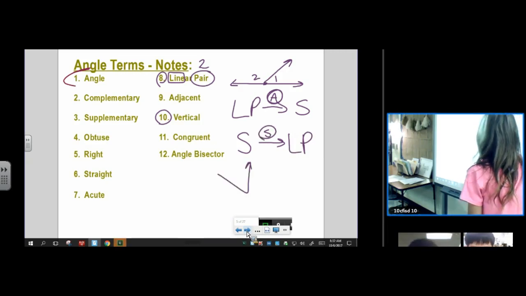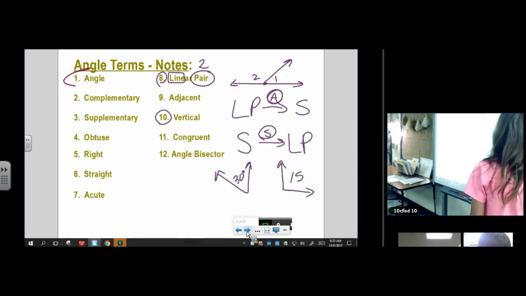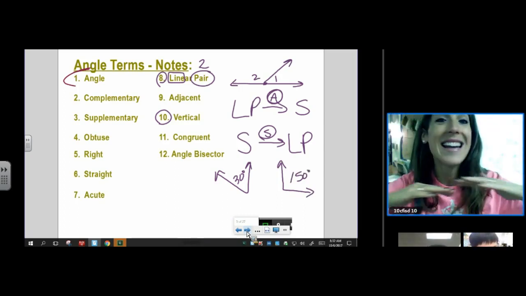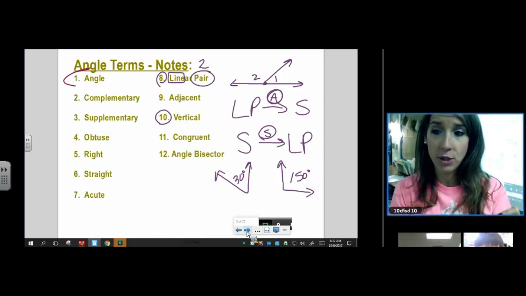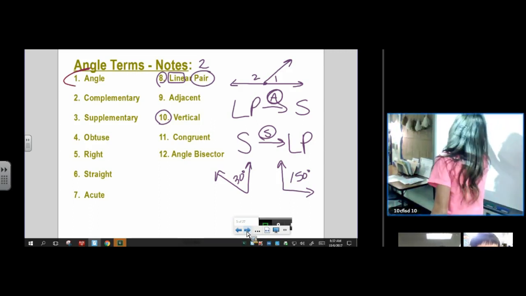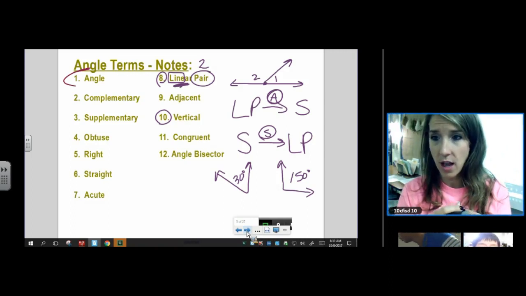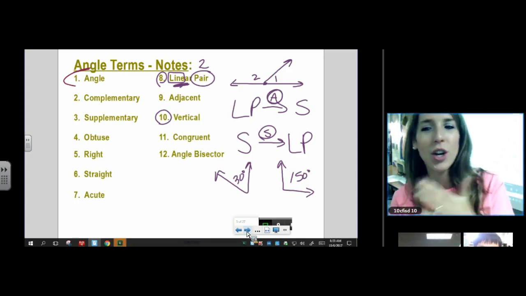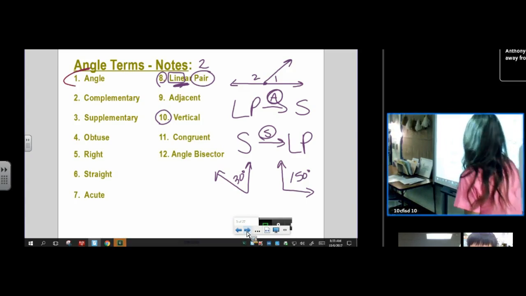Because remember in the warm-up, I had 30, and then I had 150. And if those angles are rotated and they're not forming a straight line, if they're not connected and they're separate in your diagram, they're only supplementary. They're not a linear pair because they're missing this word. They're not arranged in a line. So, linear pair is always supplementary. Supplementary could be a linear pair. Could or could not.